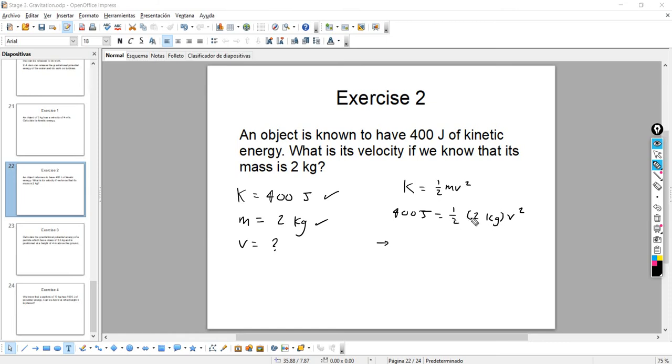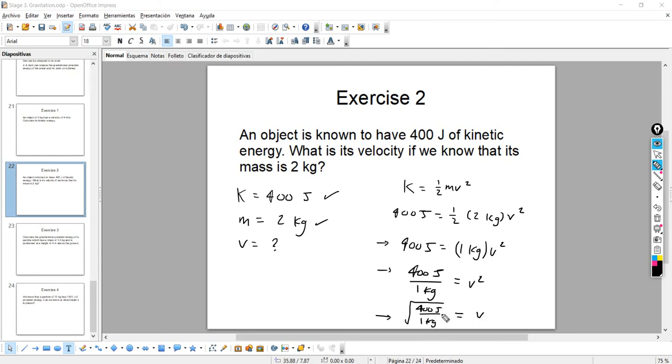When you multiply this times this, you will get 1, right? Like that. Okay, and then we just isolate v squared by dividing both sides over 1 kilogram, like that. And finally, we just take the square root from both sides. So the square root of 400 joules over 1 kilogram is going to be the same as the velocity.